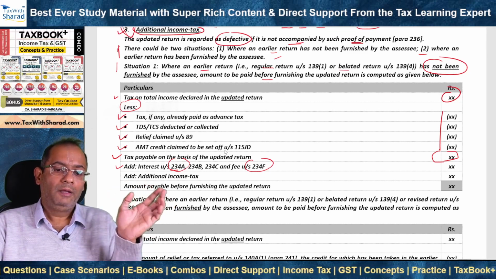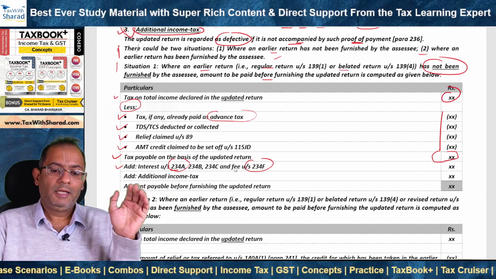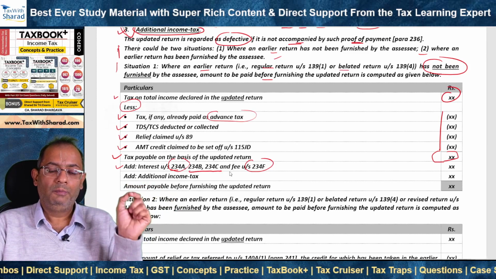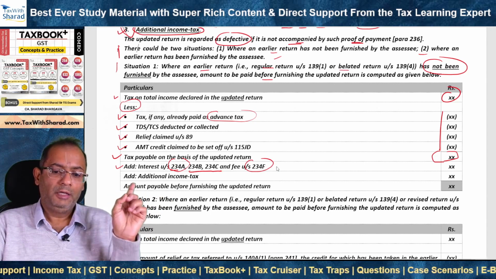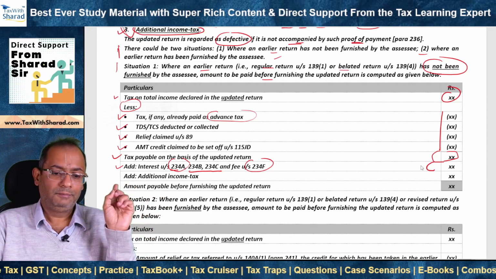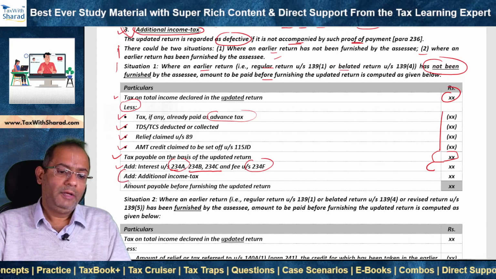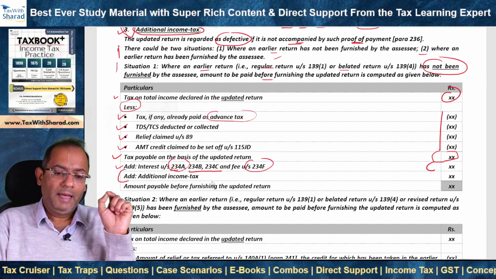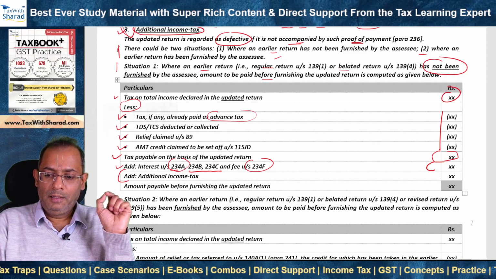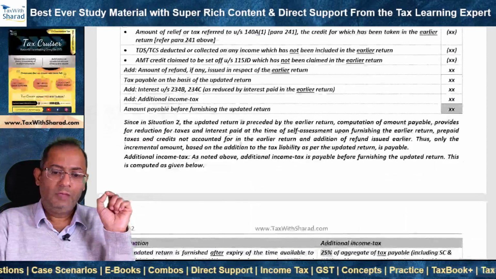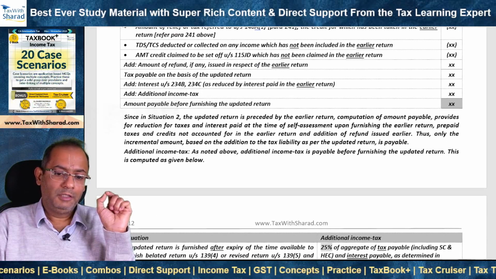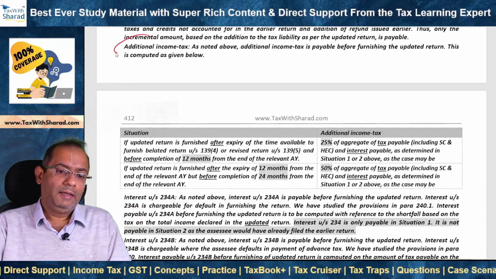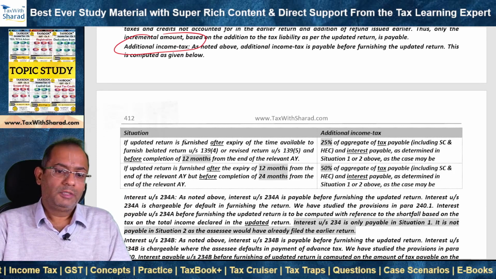And then depending on the amount of advance tax which has been paid earlier, we need to compute interest under section 234B and 234C as well. So interest and fees need to be added. Lastly, we need to add the amount of additional income tax. Now, additional income tax is payable in terms of section 140B when an updated return is being furnished. Okay, additional income tax. And how is this computed?